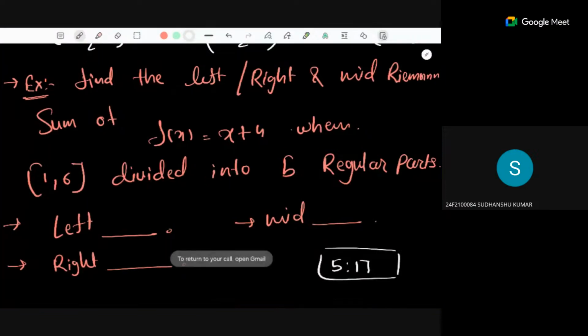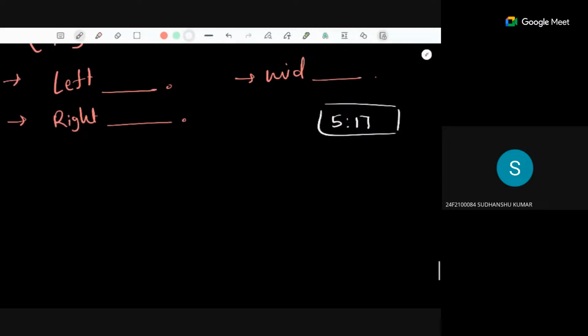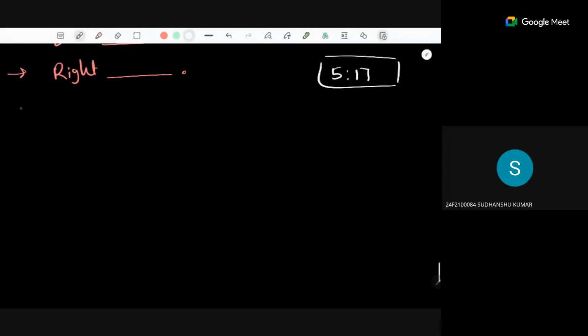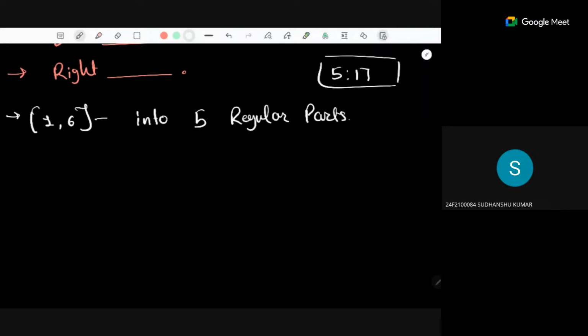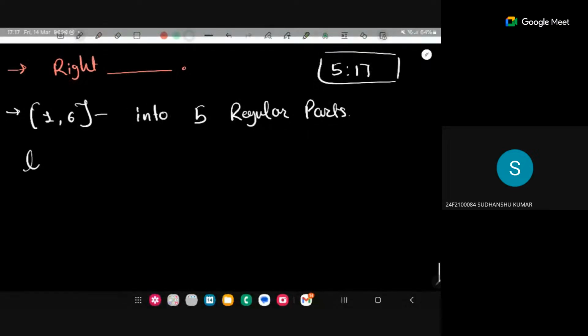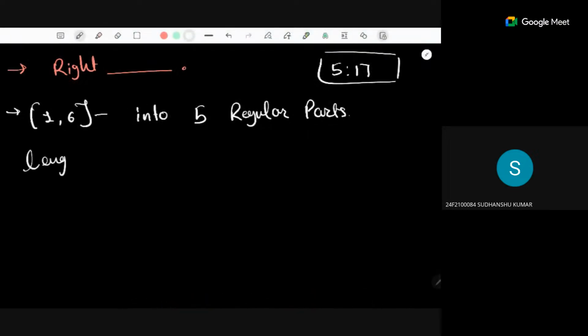Okay, so let's see what will be the answer. So first thing is we need to divide the closed interval 1 comma 6 into 5 regular parts. So what will be the length of each regular part? Length of each part will be b minus a by n. So b minus a by n means 6 minus 1 by n. The value of n is here 5. So it is nothing but 5 by 5, so we are getting 1. That means the length of each subinterval will become 1.